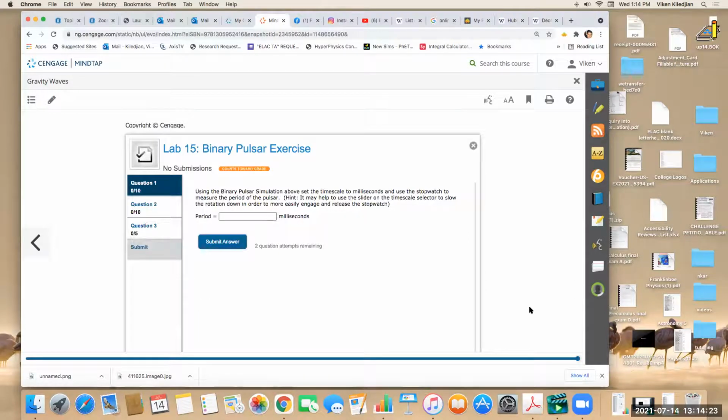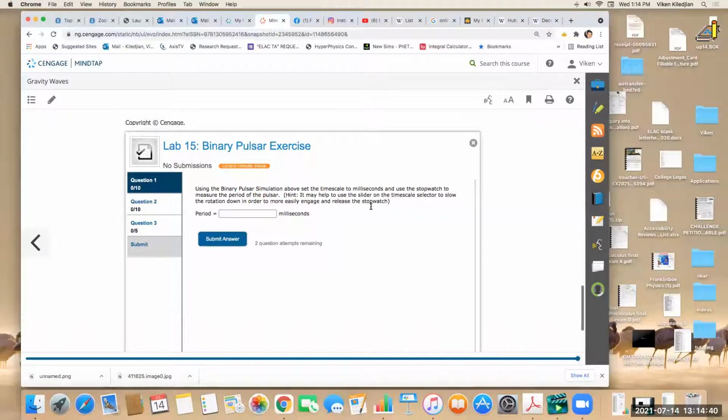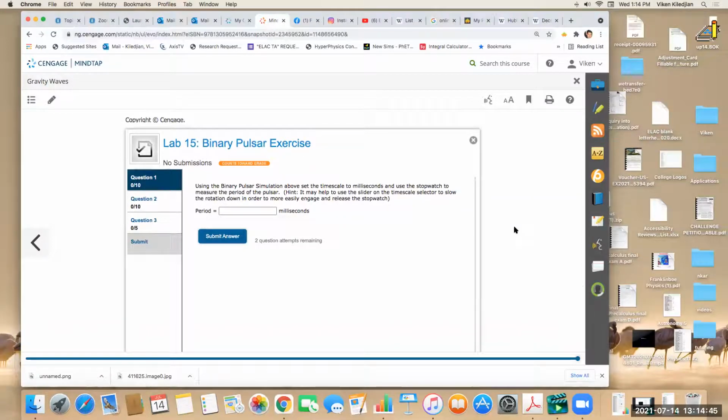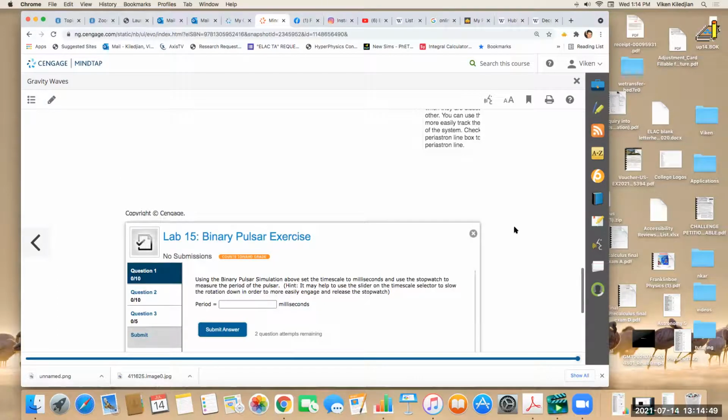So three questions based on that. Using the binary star simulator above, set the timescale to milliseconds and use the stopwatch to measure the period of the pulsar. It may help to use the slider on the timescale selector to slow the rotation down in order to more easily engage and release the stopwatch. Slider on the timescale selector.